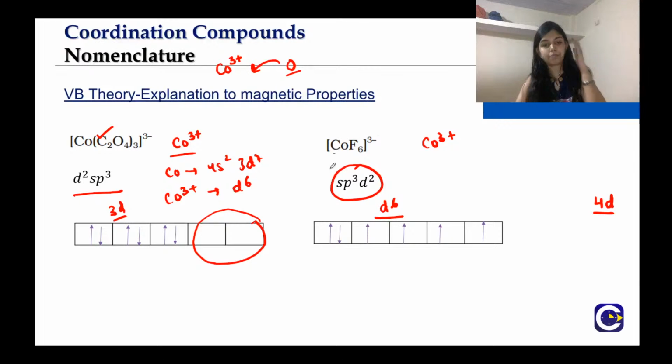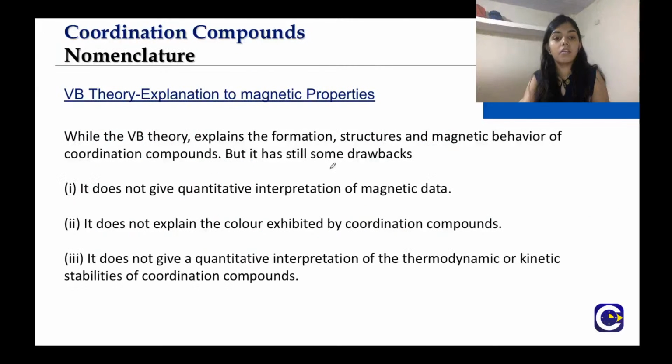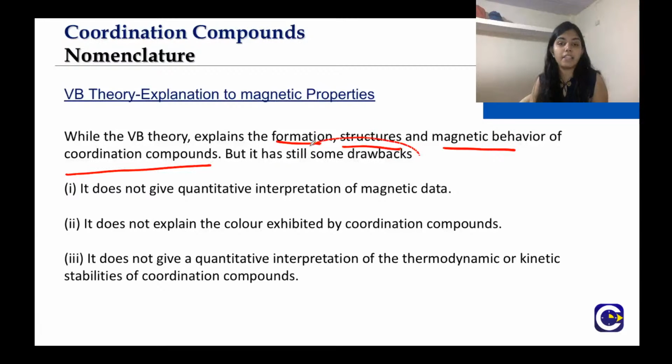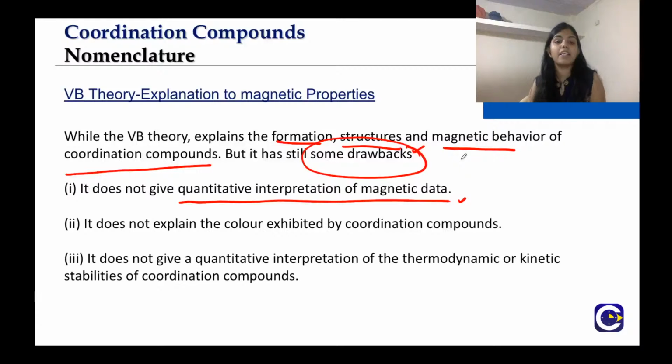Okay, good. Now next is, see, while the valence bond theory explains the formation, structure and magnetic behavior of coordination compounds, it has some drawbacks, right? So what are the drawbacks? First, it does not give a quantitative interpretation of the magnetic data. It only tells that the substance is paramagnetic or diamagnetic. It does not relate to magnetic susceptibility, right?